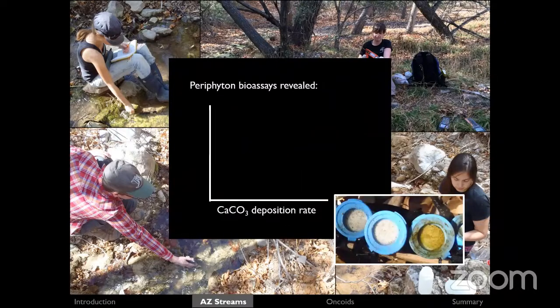But we also went out and did some bioassays. We did some growth experiments with diffusing substrates, which is a really clever way to see what limits growth. You put nitrogen in one cup, phosphorus in another cup, nitrogen and phosphorus together in a third, and in a fourth, you don't put anything. And you look at the relative growth of algae on those different discs. We found consistently that phosphorus limitation was related to calcium carbonate deposition.